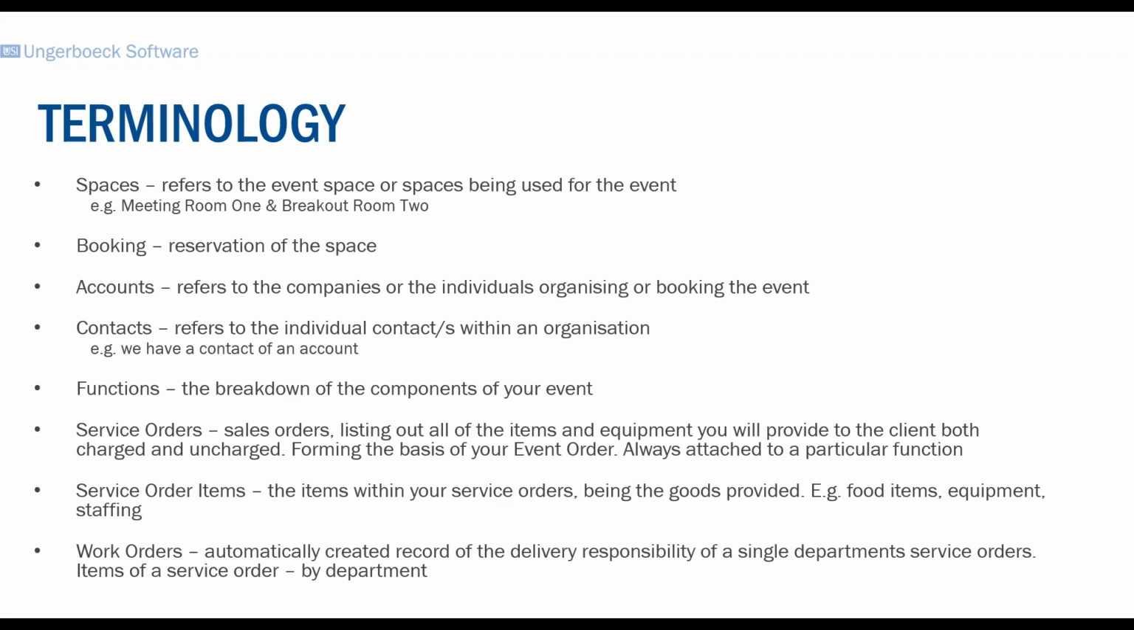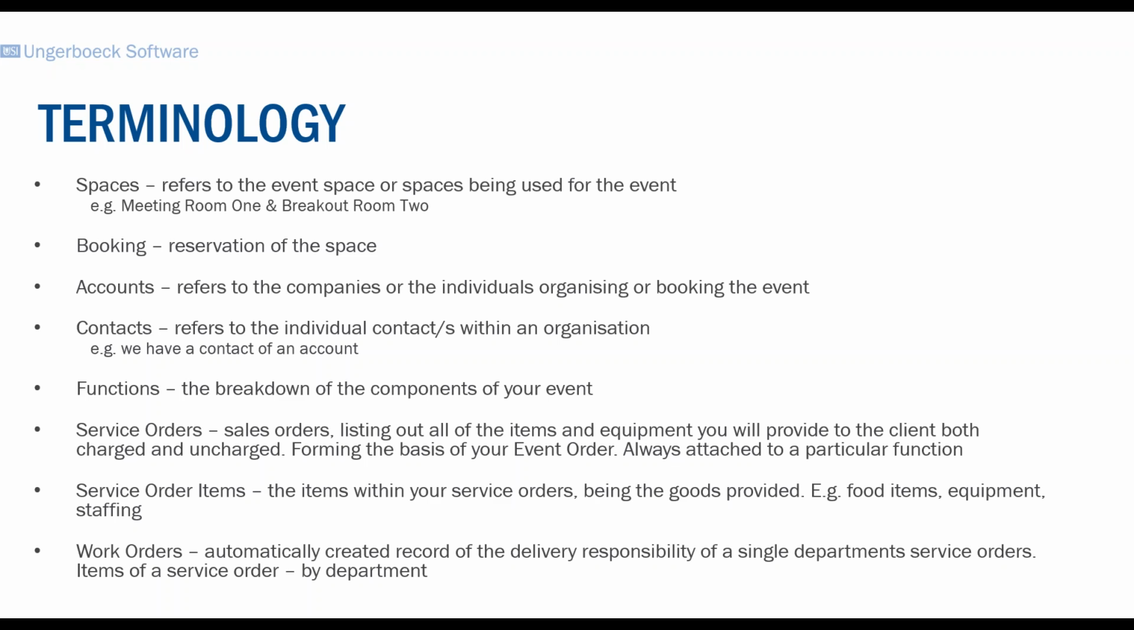Service order items sit within the service order. So service order being the overall sales order, the items being the breakdown of all of the goods being provided. Whether that be equipment, when referring to the function line room setup, or food items or staffing, so labour costs, all of those will be set up as service order items.